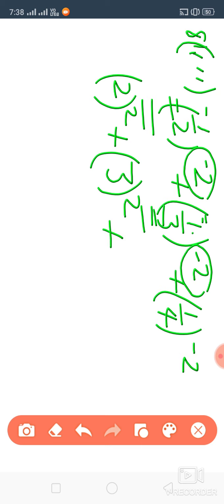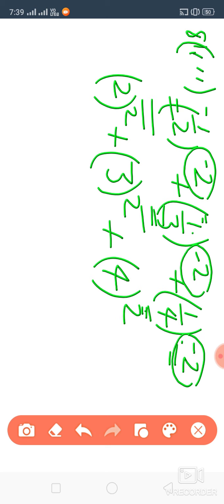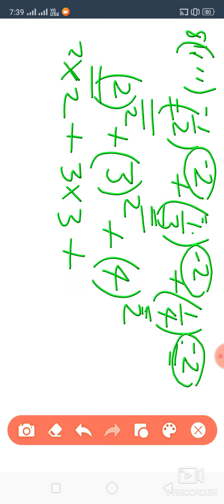Then plus 1 by 4 to the power minus 2. So again here the exponent is minus. Again we will take its reciprocal. It will become 4 by 1, which means 4 only. And from minus it is becoming plus. Okay. Now 2 to the power 2 means what? 2 into 2 only, plus 3 square. 3 square means 3 into 3. Then plus 4 square. 4 square means 4 into 4.